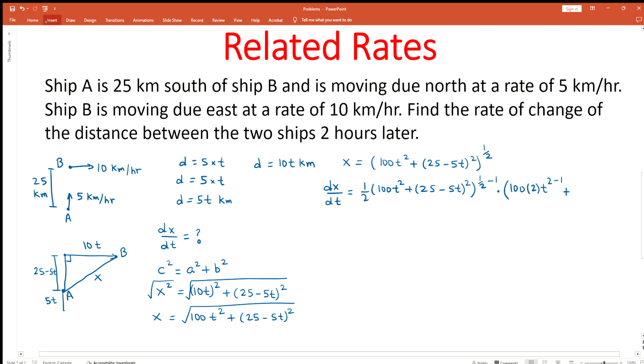The inner function is 25 minus 5t. The outer function is the exponent 2. We have to start with the derivative of the outer function. We move the exponent 2 to the front of the term and subtract 1 from 2 in the exponent times the derivative of the inner function 25 minus 5t. 25 is a constant, so its derivative is equal to 0, and the derivative of 5t is just 5. Now we can simplify this expression.